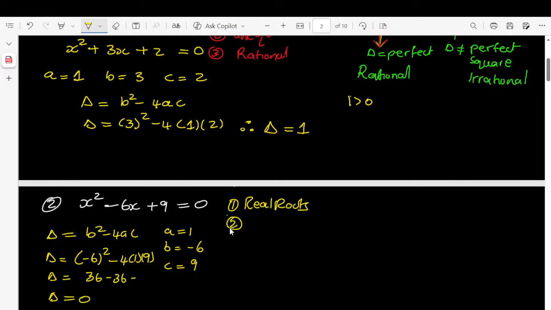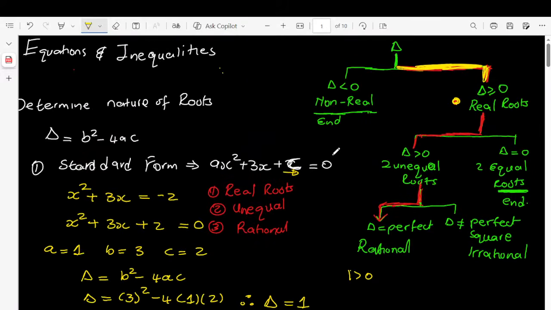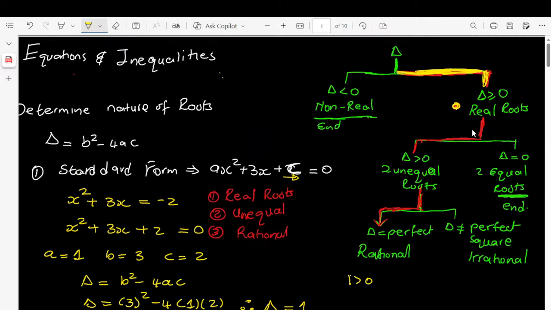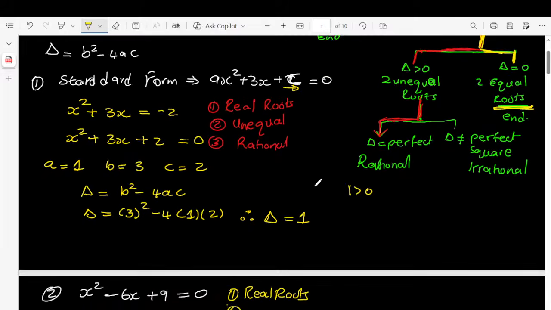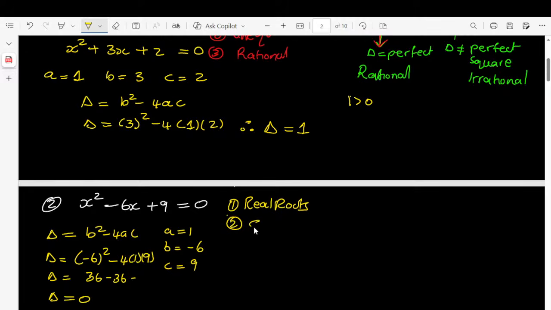Let's go find the second nature of the roots. The discriminant is equal to 0, so I'm going to move in that direction. When I move in that direction, I have equal roots. Then this is where it ends. So the nature of the roots is real and equal. Then you are done. This is how we conclude.